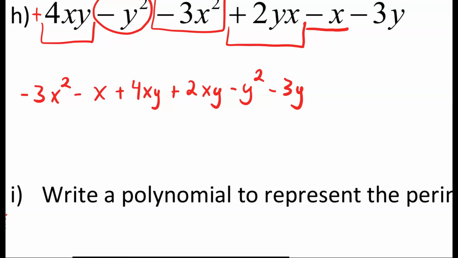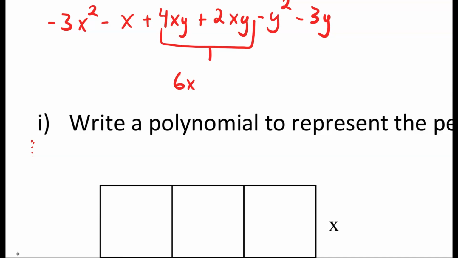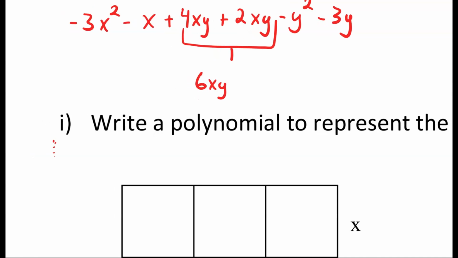Next thing I want to look at is what can I combine in this? Well, there's no other x squareds. X by itself can't be combined because there's nothing else. The only thing we can really combine here is this portion right here. So we have 4xy plus 2xy, which gives us 6xy. The rest is going to be written down the same. So negative 3x squared, subtract x, plus 6xy, subtract y squared, subtract 3y. And that's how we would finish off our question.